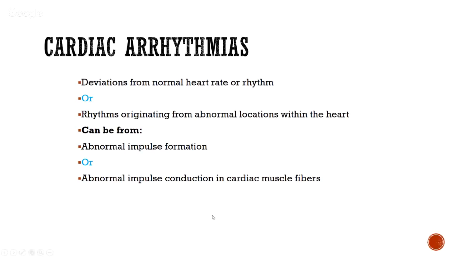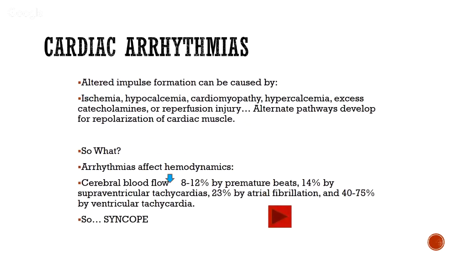Cardiac arrhythmias are any deviations from the normal heart rate or rhythm, or rhythms can be originating from abnormal locations within the heart. Those rhythms or the deviations can be from either an abnormal impulse formation, so it's coming from somewhere not the SA node, or abnormal impulse conduction in the cardiac muscle fibers. So it's not following the same track it usually does.